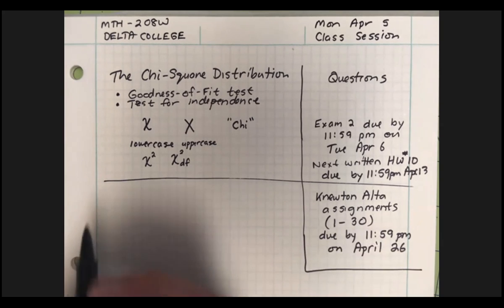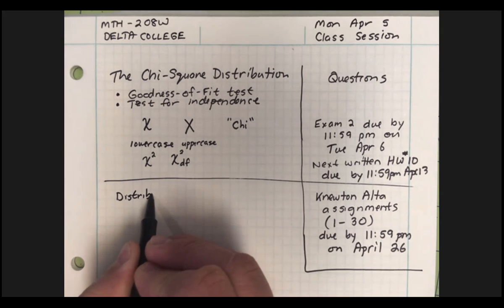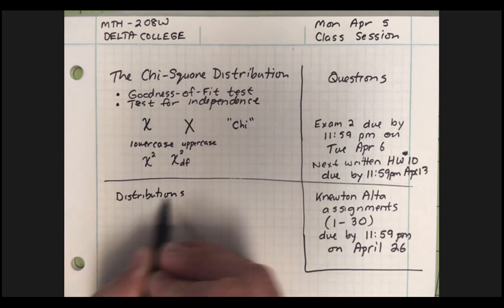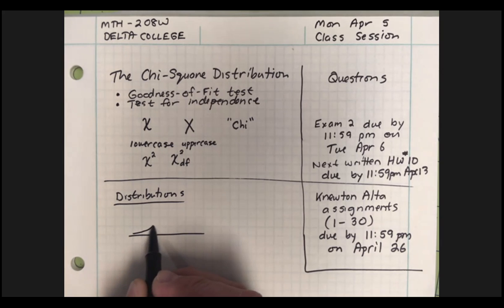So take stock of the distributions that you've used so far. Standard normal distribution, kind of like a bell-shaped curve.